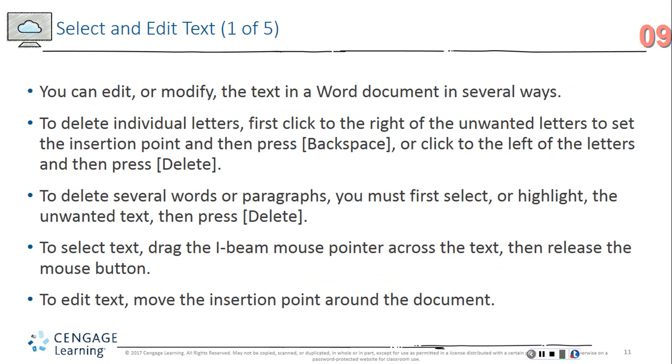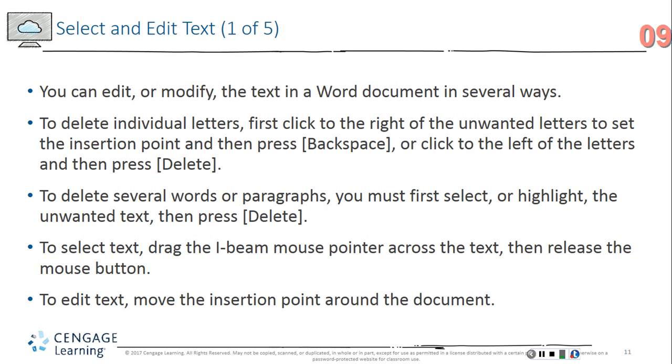Let's see, for selecting and editing text, just a couple of pointers here. You can edit or modify text in a Word document in several ways. To delete individual letters, you can click to the left or right. Well, actually, for backspace, you would click to the right of the unwanted letters to set the insertion point, then press backspace, or click to the left of the letters and then press delete. So to clarify, to use the backspace key, you would click to the right of the unwanted letters and use the backspace key.